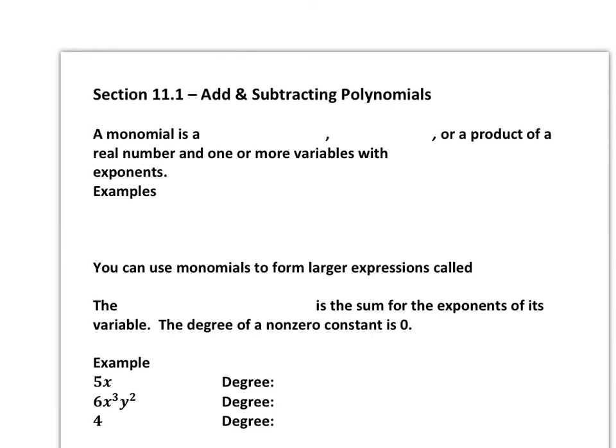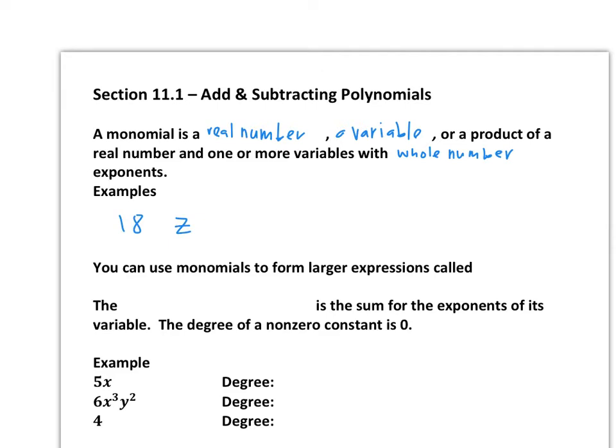And a monomial is a real number, a variable, or a product of a real number in one or more variables with whole number exponents. All right, some examples of monomials. Well, 18 is a monomial. It's a real number. Z is a monomial.